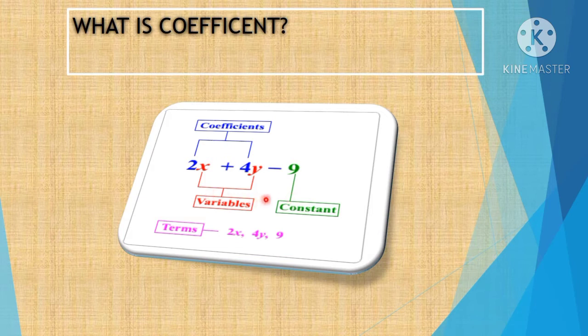Now, what is coefficient? Coefficient means the number present before the variable. The number present before a variable in an algebraic expression or in an equation. So here in this expression, what is the coefficient of x? What is the number present before x? 2. So 2 is the coefficient of x. And 4 is the coefficient of y.